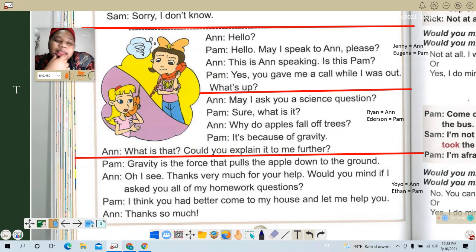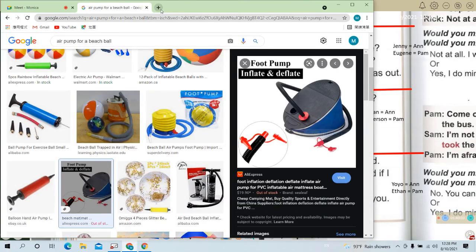So now Anne and Pam are talking, and Anne has a question for Pam. What kind of question is it? Is it a math question, an English question? Yes, Ryan? Science question. It's a science question. Now, do you know what is gravity? Do you know what is gravity?